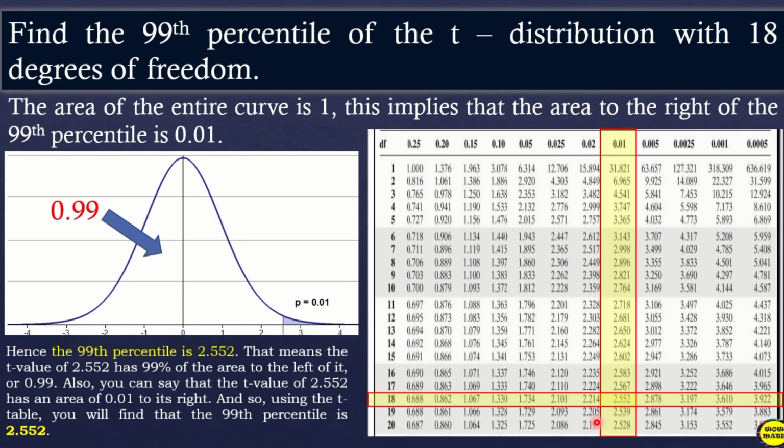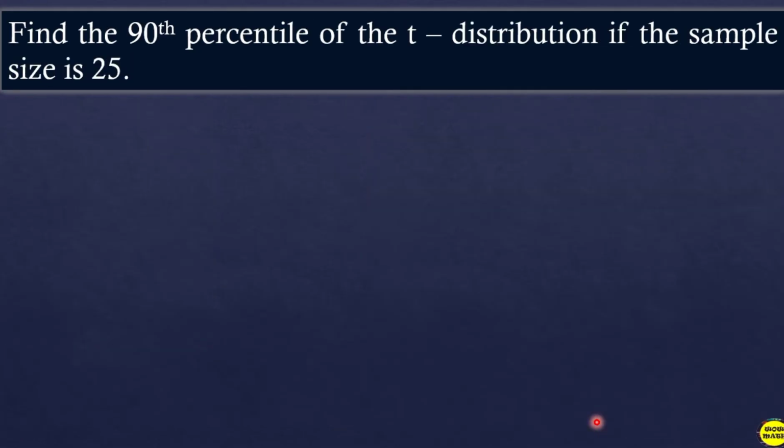Okay? So, ibig sabihin, the 99 percentile is 2.552. That means that the t-value of 2.552 has 99% of the area to the left of it or 0.99. Also, pwede rin natin nasabihin na the t-value of 2.552 has an area of 0.01 to its right. So, using the t-value, you will find the 99 percentile is 2.552. Okay? Another. So, ito naman, 90th percentile of the t-distribution of the sample size is 25.